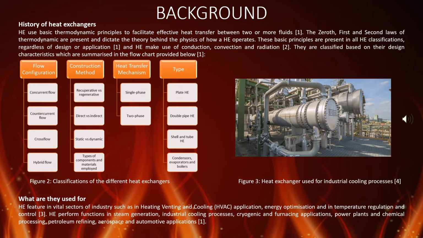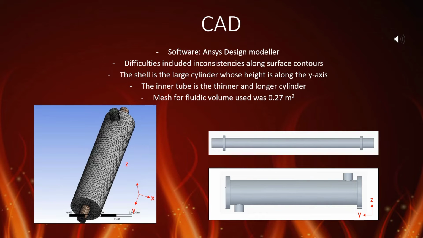The applications of heat exchangers are so vast that these devices are able to be found in many engineering sectors and industries. Heat exchangers feature in vital sectors of industry such as in HVAC applications, energy optimization, and in temperature regulation and control. These devices also perform functions in steam generation, industrial cooling processes, cryogenic and furnacing applications. They can be found in power plants, chemical processing plants, in petroleum refineries, and in aerospace and automotive industries.